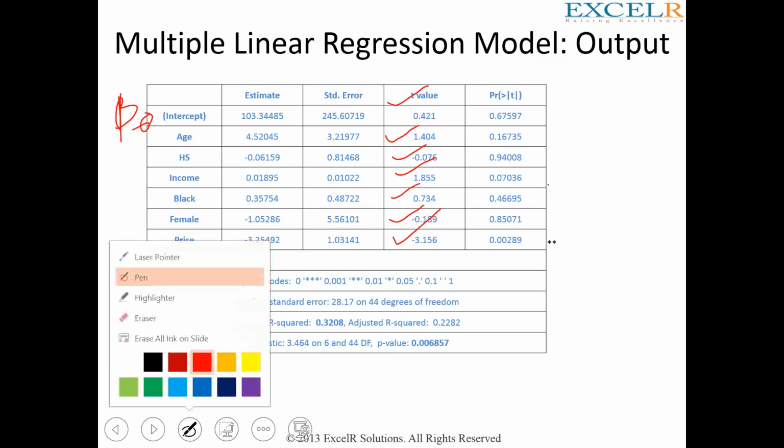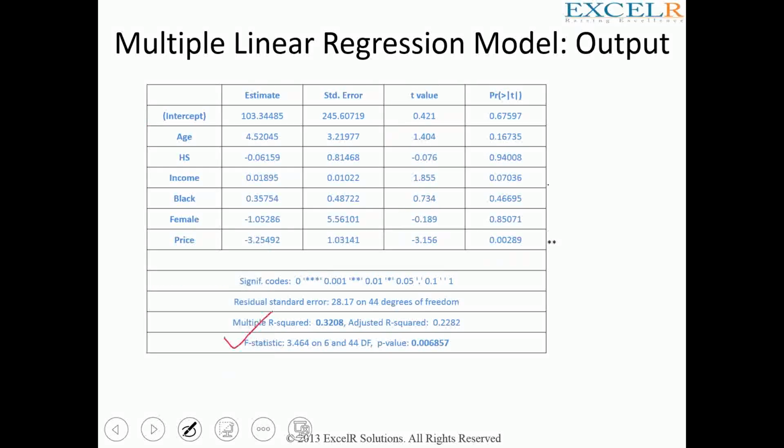However, for the entire model, we use something called F statistic. Here also, higher the F value, better it is for you, because higher the F value, lower will be your P value, right? This P value is for your overall model, and these P values here are for your individual input variables.